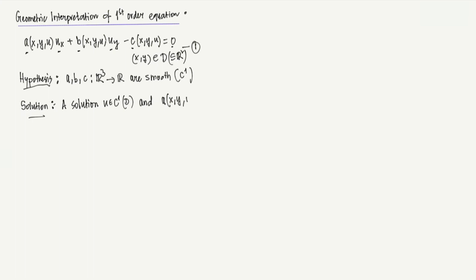a(x, y, u(x, y)) plus b(x, y, u(x, y)), oh, I have missed here u_x(x, y). Okay, so maybe I can put it here. One second, let me just put it there. There is no point writing it like this, so maybe I can put it here.